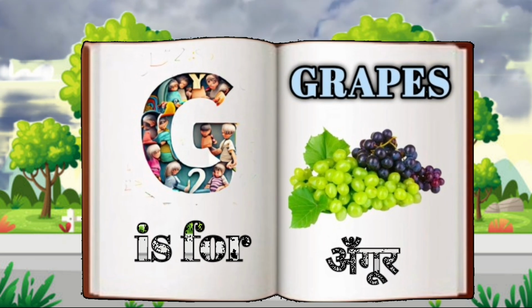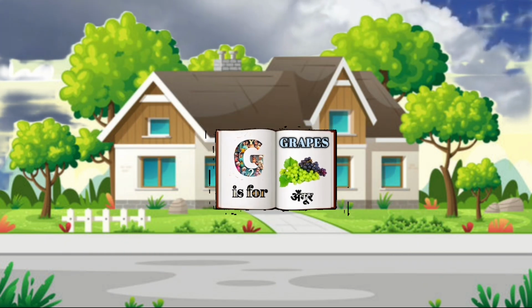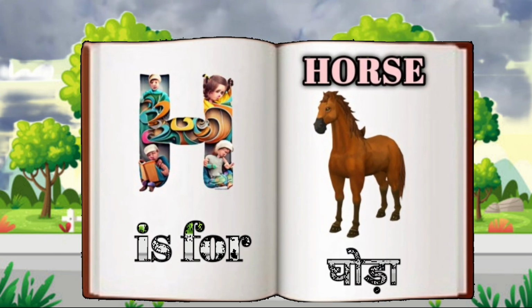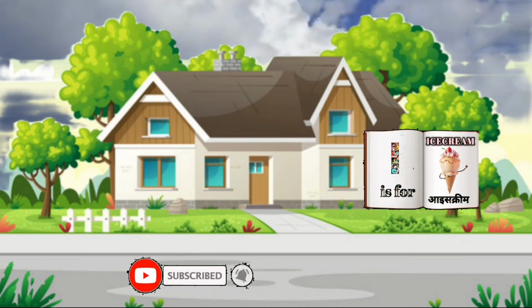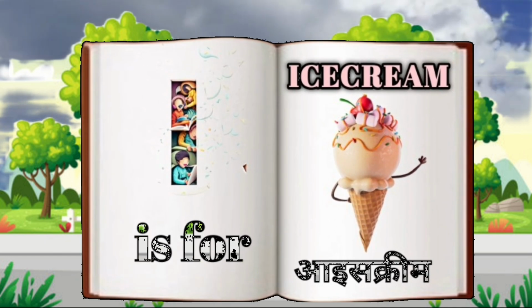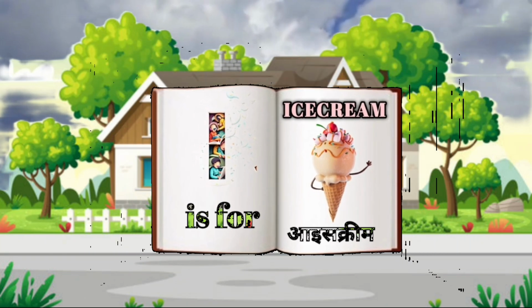G is for grapes. Grapes means angoor. H is for horse. Horse means ghoda. I is for ice cream. Ice cream means ice cream.